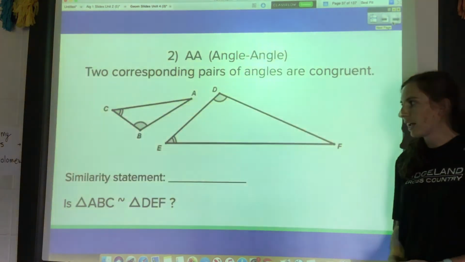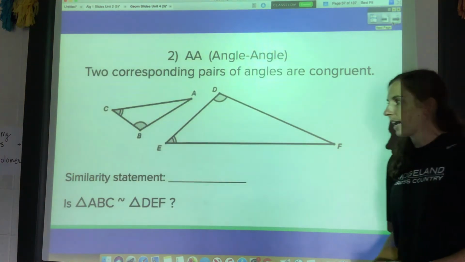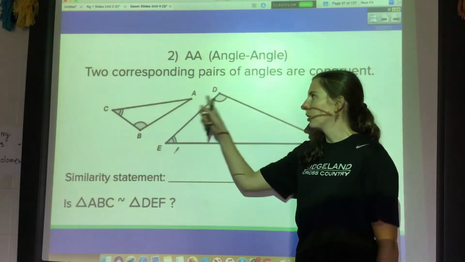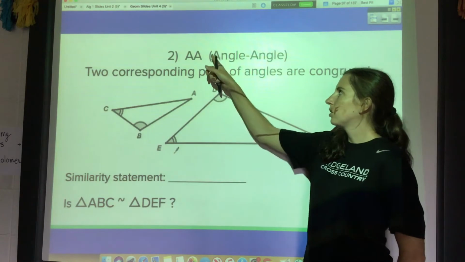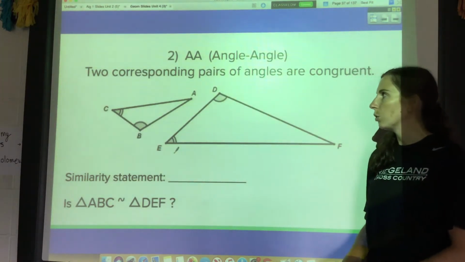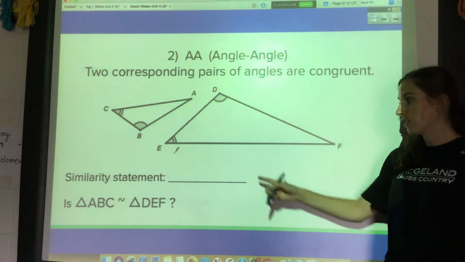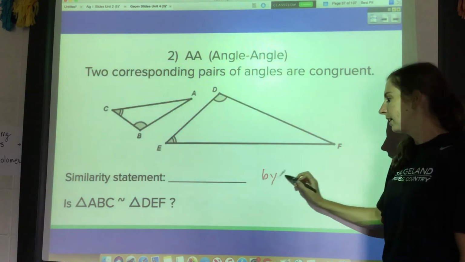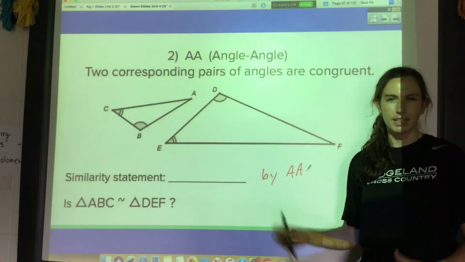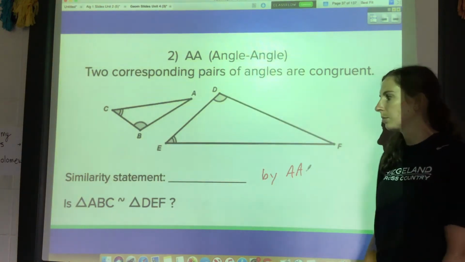Here's an example of angle. In this particular case, C is congruent to E, B is congruent to D, and so that's two pairs of congruent angles, two corresponding pairs of angles that are congruent. And so I know that these are similar by the angle postulate. If you hear the word postulate, it just means a theorem or a property or a rule. That's what we call these sometimes.